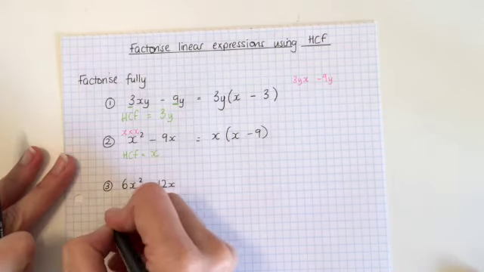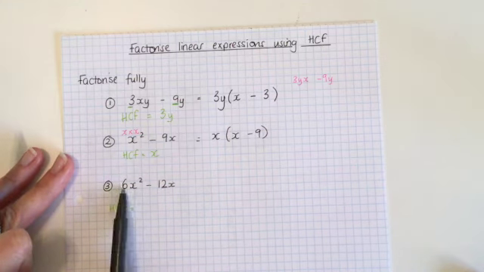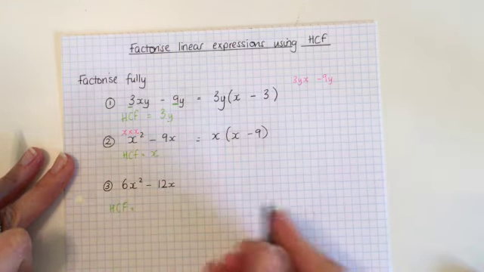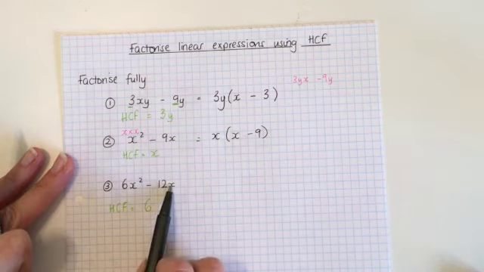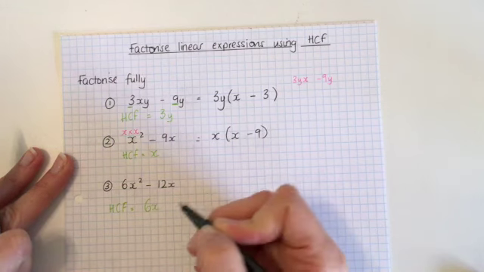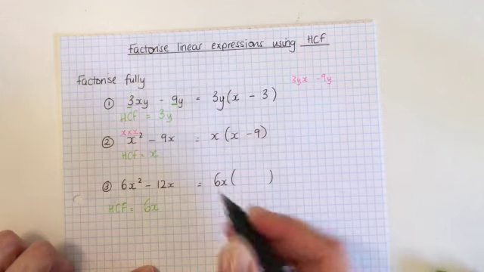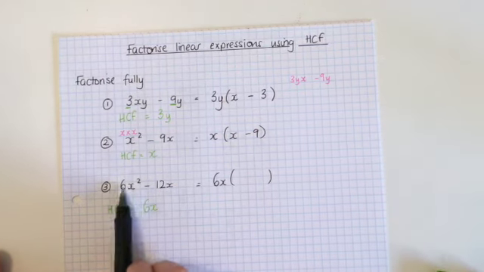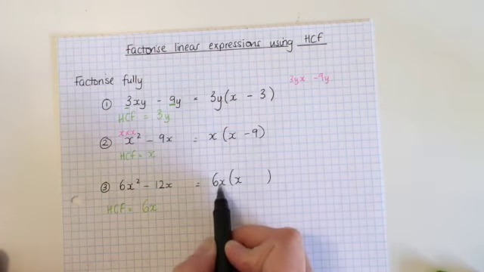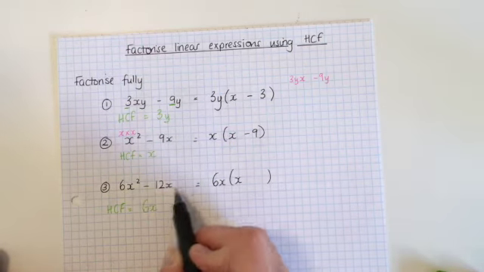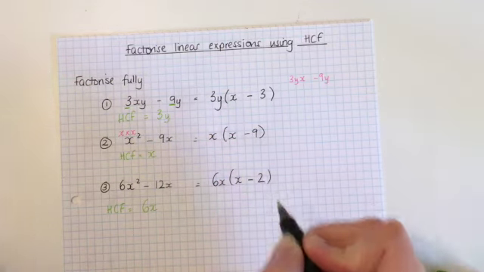So we need the highest common factor. We're looking at the numbers. So 6 and 12, the highest common factor of 6 and 12 is 6. And we've got an x squared and an x, so it's just x. So on the outside I've got 6x. What do I multiply 6x by to get 6x squared? X. And what do I multiply 6x by to get -12x? Well, 2 6s are 12, so it would be -2.